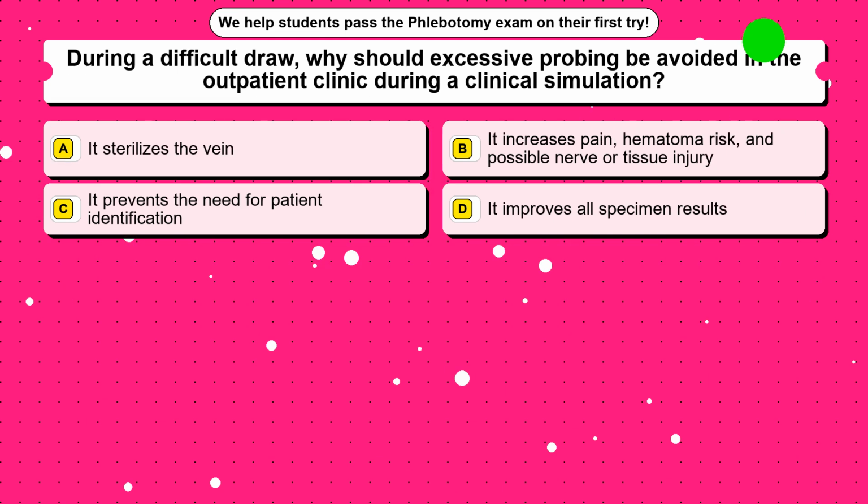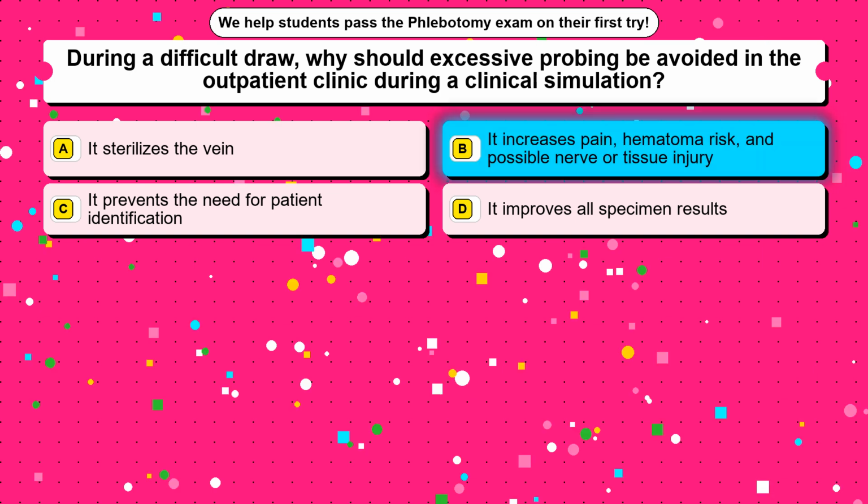Question 22. During a difficult draw, why should excessive probing be avoided in the outpatient clinic during a clinical simulation? Option A. It sterilizes the vein. Option B. It increases pain, hematoma risk, and possible nerve or tissue injury. Option C. It prevents the need for patient identification. Option D. It improves all specimen results.